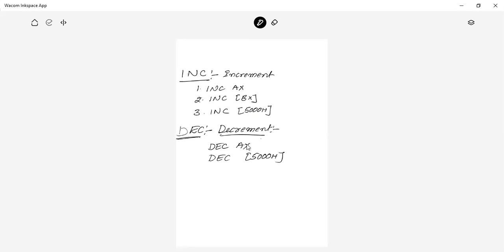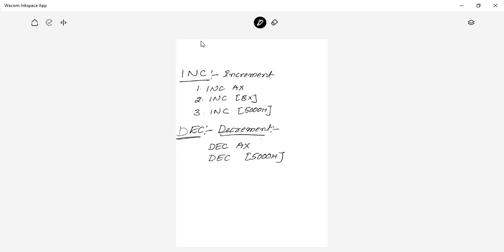Similarly, we can perform decrement by using the DEC instruction, right? DEC AX. The AX value will be decremented by 1 and the result is available in AX only. DEC square bracket of 5000. The data in 5000 will be decreased by 1 and the result is available in 5000 only, right? In this way you should think about the source data, the type of operation, and where the result will be stored, right?